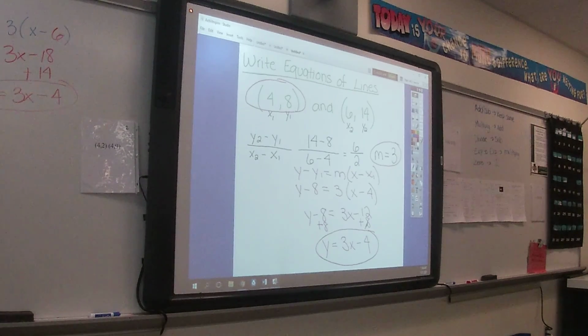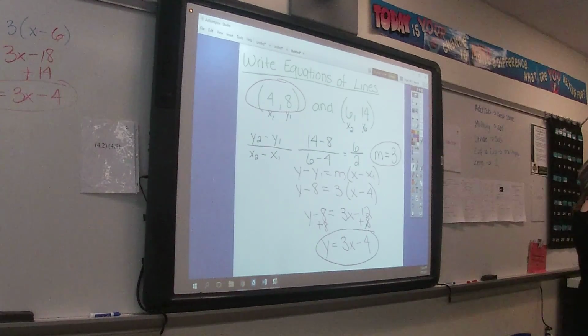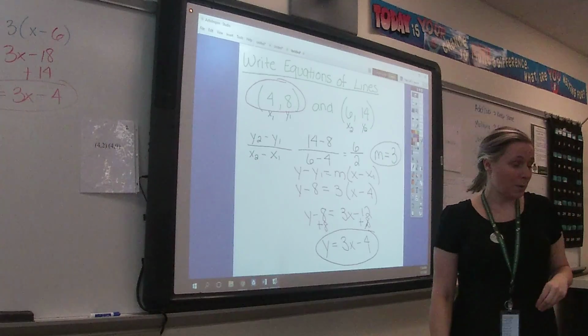And what do we get? y equals 3x minus 4. The exact same equation, right? Both of them give us y equals 3x minus 4. So even though they looked different to start with, they're showing us that they are equivalent.